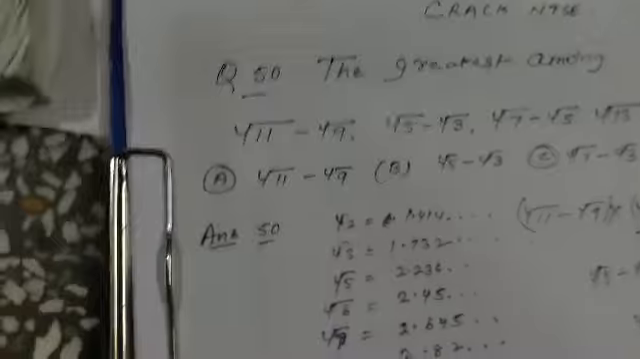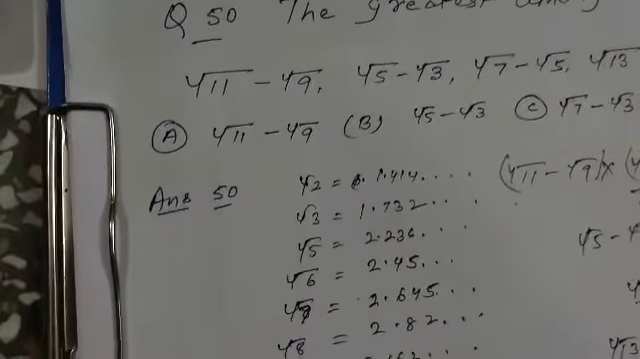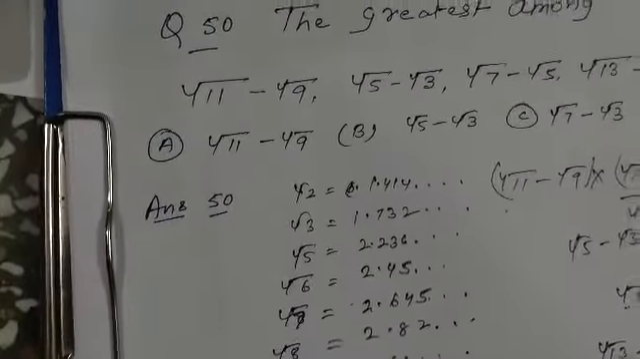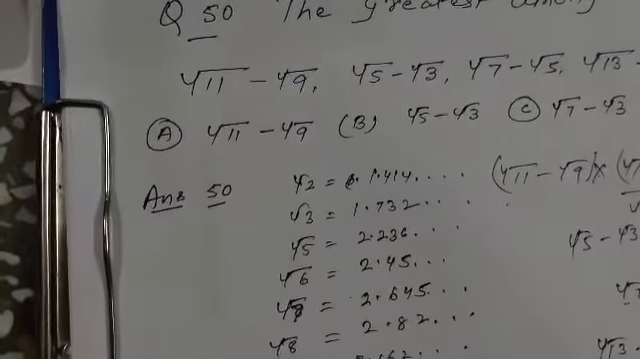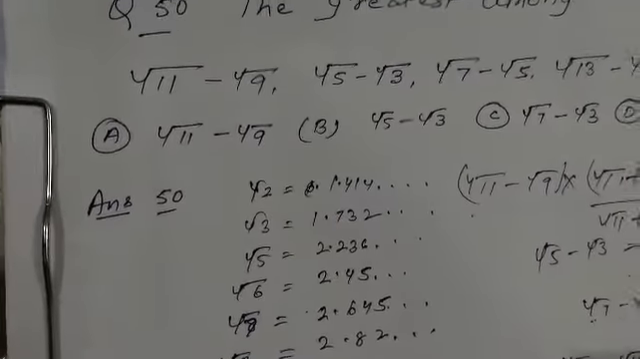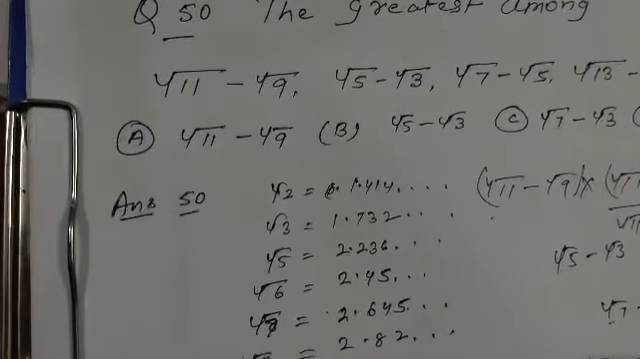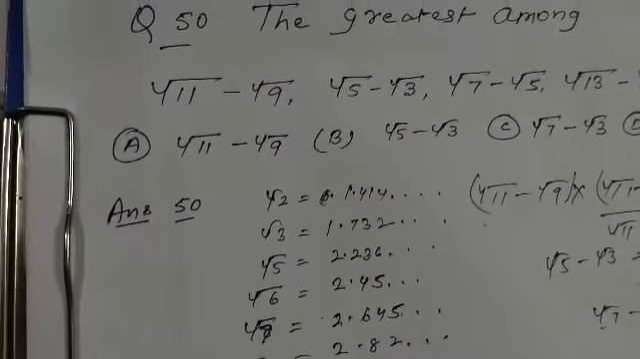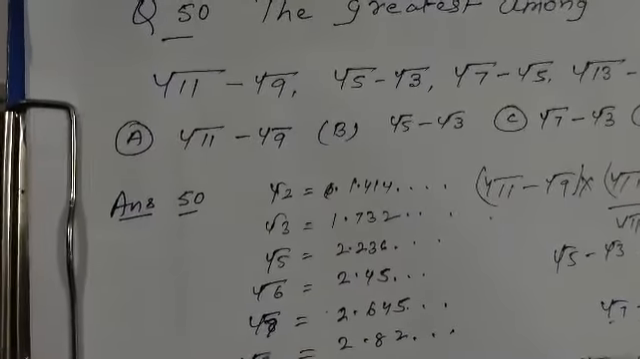Again, I am repeating this question directly. Now orally we are doing this. Root 11 minus root 9, you can write it directly 2 upon root 11 plus root 9. Root 5 minus root 3, you can write it directly 2 upon root 5 plus root 3. Root 7 minus root 5, you can write it directly 2 upon root 7 plus root 5. Root 13 minus root 11, you can write it directly 2 upon root 13 plus root 11.